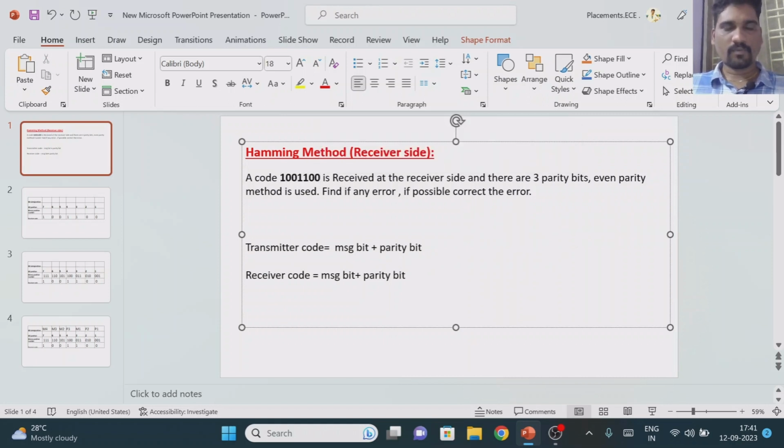Now first we will see the difference between the transmitter code and the receiver code. Then we will try to solve this problem. We are going to find out whether it is an error code or an error-free code. If it has an error, we are going to identify in which location the error is.